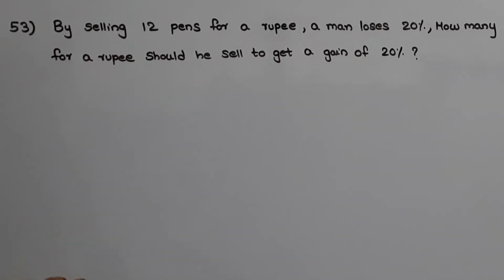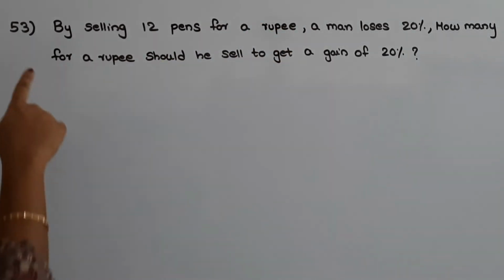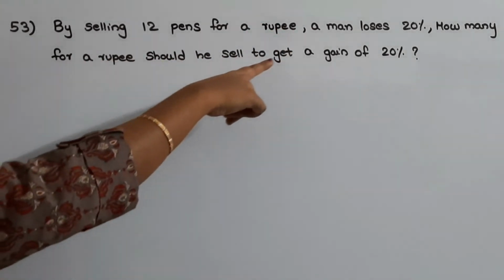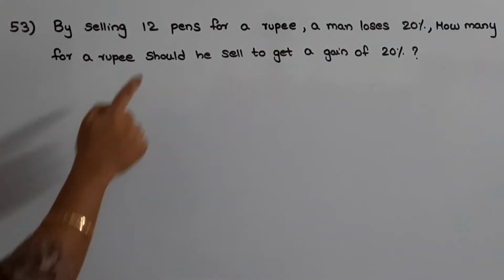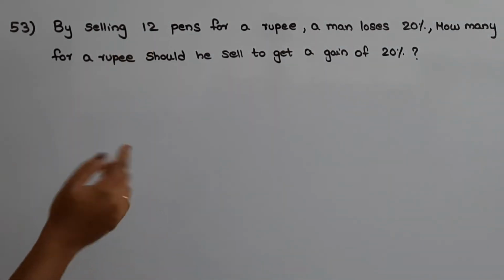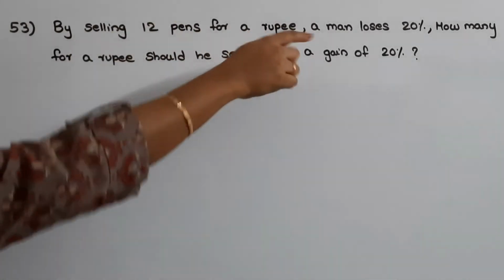The next question is, by selling 12 pens for a rupee, a man loses 20%. How many for a rupee should he sell to get a gain of 20%? In this question, they are telling that a man sold 12 pens in such a way that the selling price of each pen is 1 rupee. And he loses 20%.